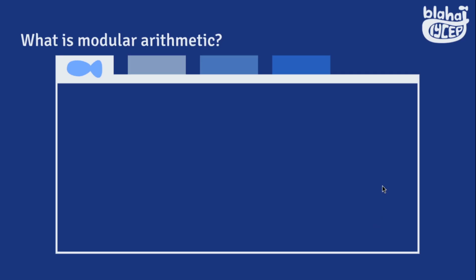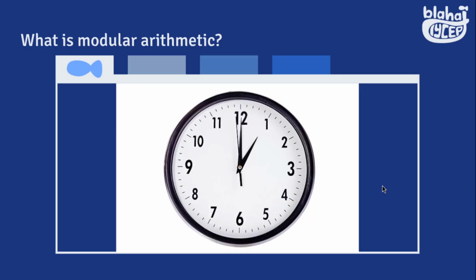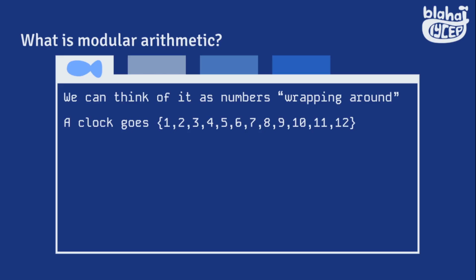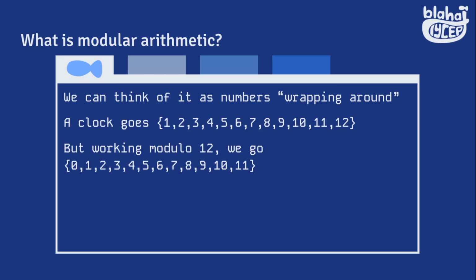So, what is modular arithmetic? It is a clock. Well, kind of. We can think of it as numbers wrapping around. With a clock, after it hits 12 o'clock, it goes back to 1 o'clock, and then 2 o'clock, 3 o'clock. This is, I would say, same but different with modular arithmetic. Because modular arithmetic, instead of going from 1 to 12, will go from 0 to 11. So if we have a 12, it will wrap back to 0.